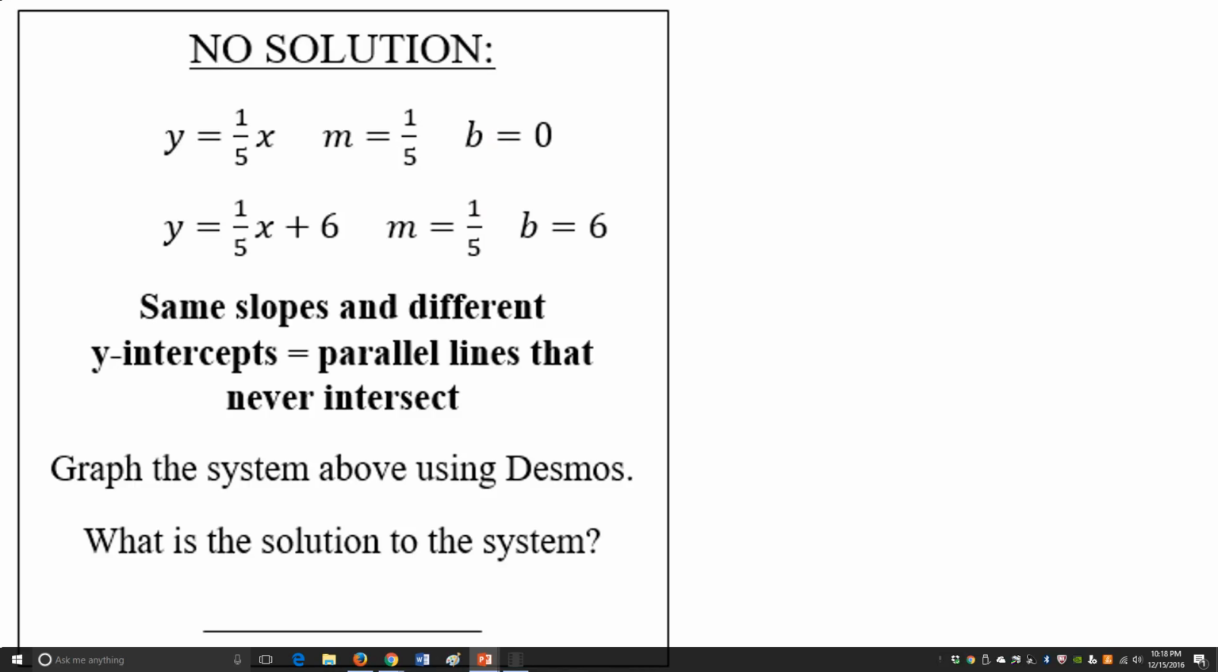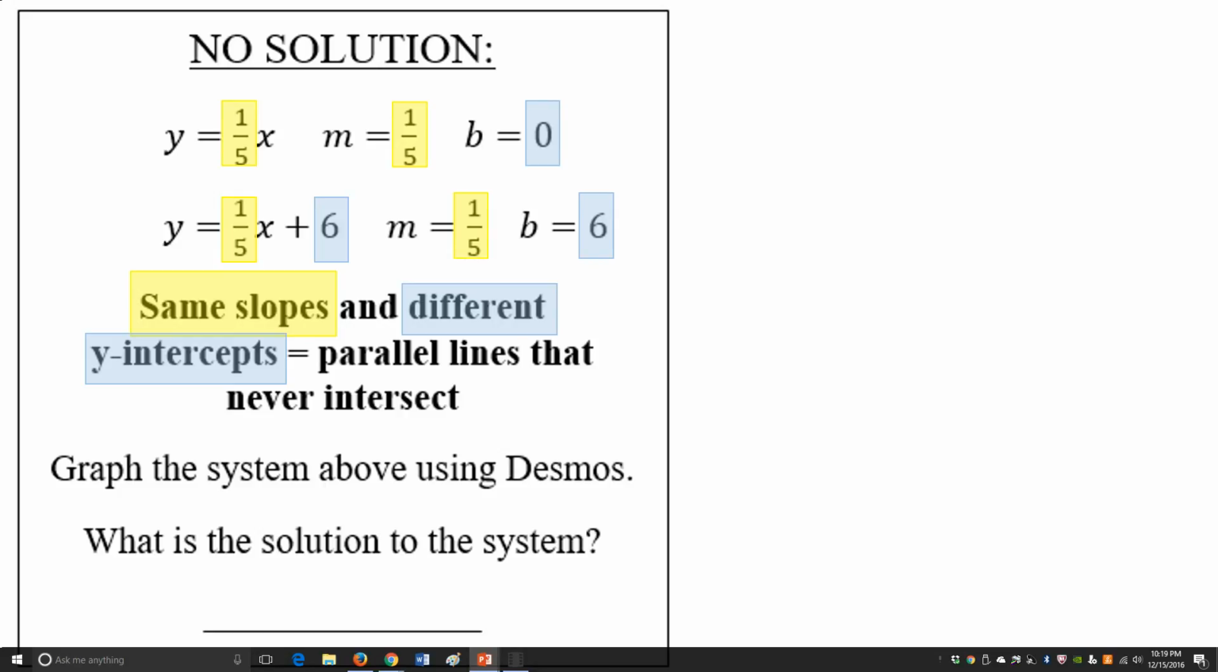The next one, it says it here in bold, but just to point it out with highlighter, we have the first line having a slope of 1/5, the second line having a slope of 1/5. They have the same slope, but you'll notice the intercepts are different. We have 0 and we have 6 as the intercepts.